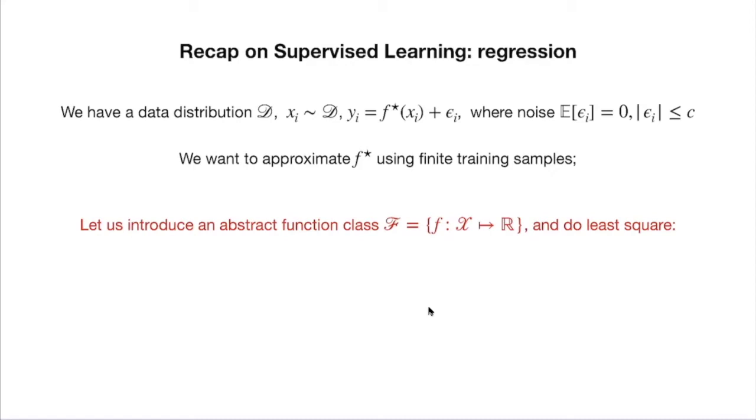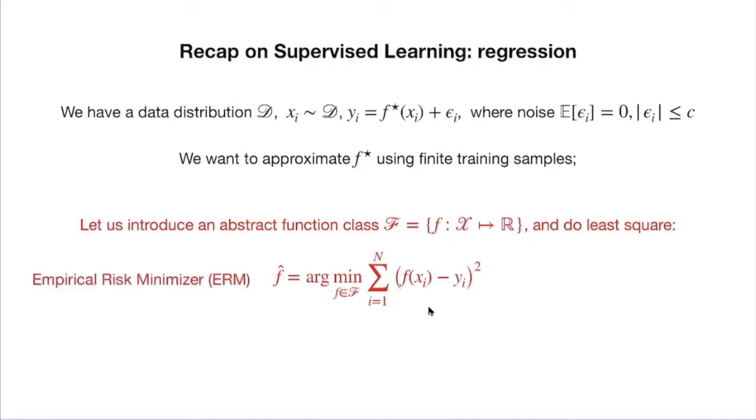And let's just do least squares using this abstracted function class. The least squares says that over all possible depth-10 decision trees, let's find a decision tree that minimizes this sum of squared losses. Let's not worry about the optimization problem. Let's just assume that we have some good optimization oracle that returns the minimizer. This is called the empirical risk minimizer. It's an empirical risk because we're using a finite number of samples to approximate the expectation.